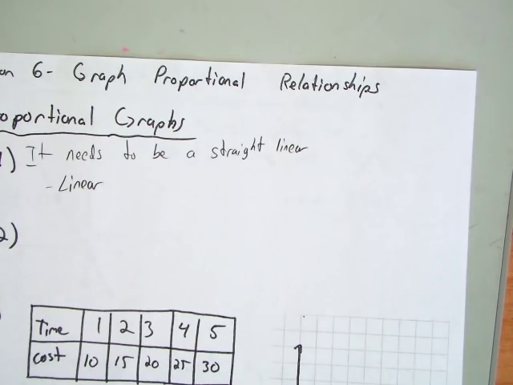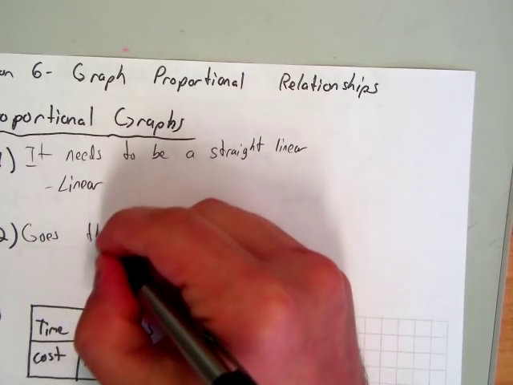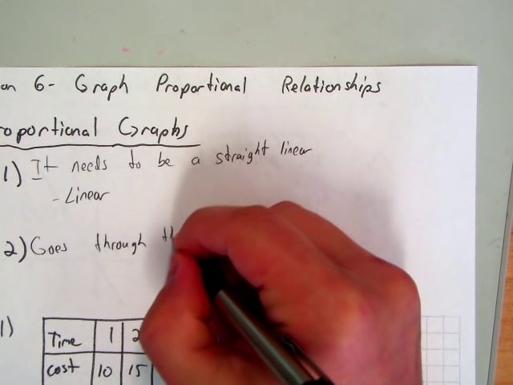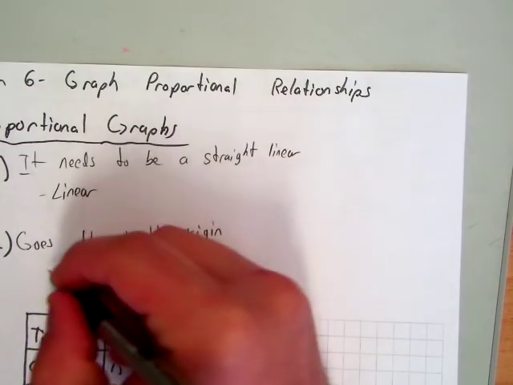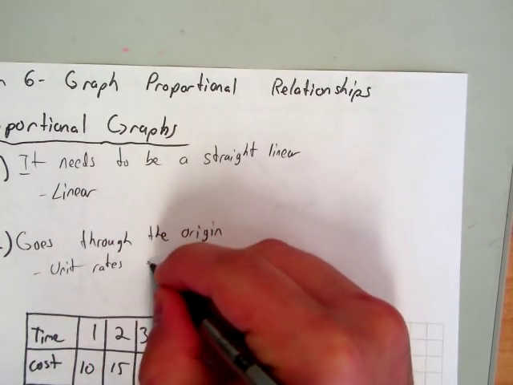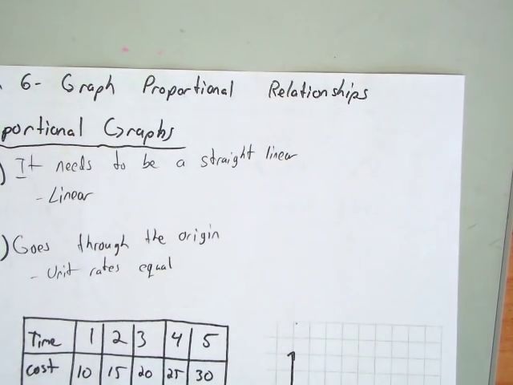The other thing it needs to have is it goes through the origin. This is unit rates equal. Very, very similar to when we were talking about regular proportional relationships yesterday.